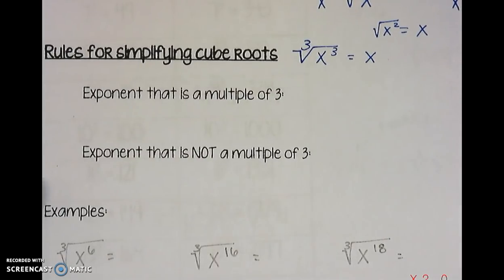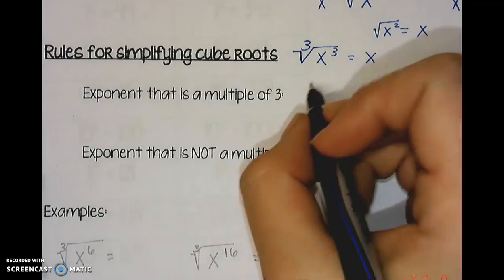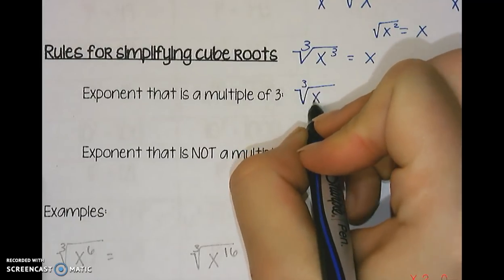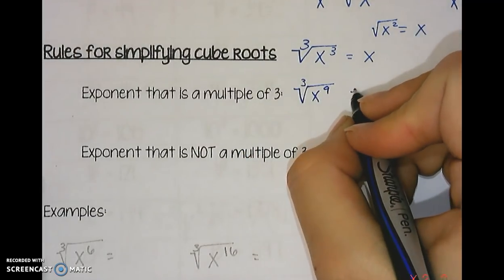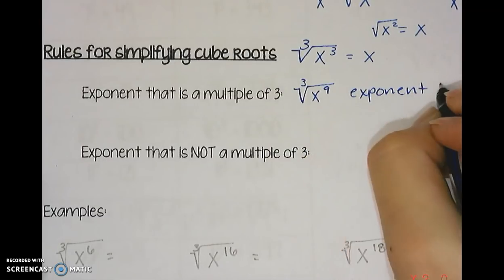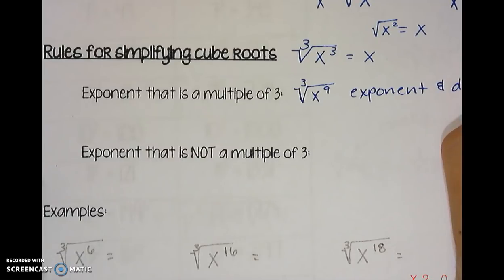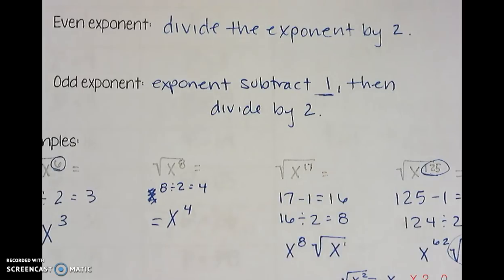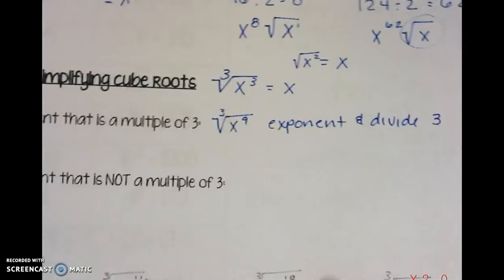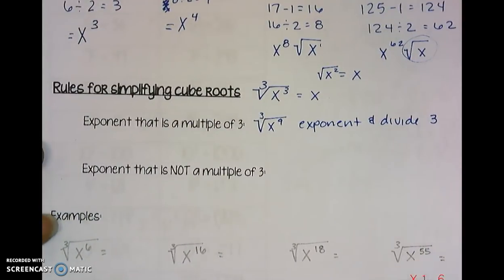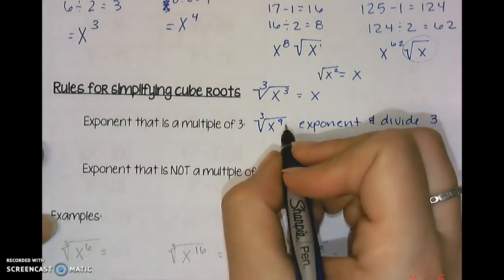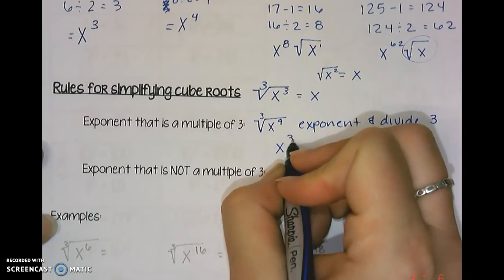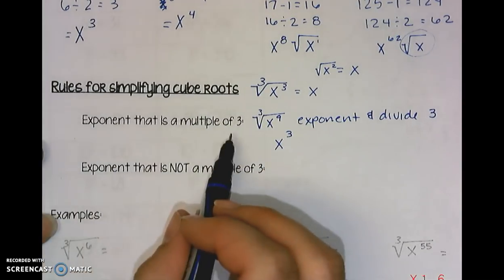Okay, so it's really easy if the exponent is a multiple of 3, meaning it's divisible by 3. So for example, if I have the cube root of x to the 9th, what we do is you just take the exponent and you divide by 3. Just like up here, where we took the exponent and divided by 2 because it was square root, the index was 2. Here, you take the exponent and you divide by 3. So here, 9 divided by 3 gives me 3, so this would be x to the 3rd. Okay, so this is with an exponent that is a multiple of 3.